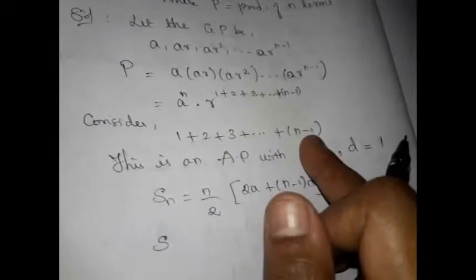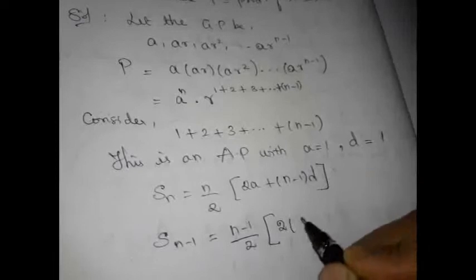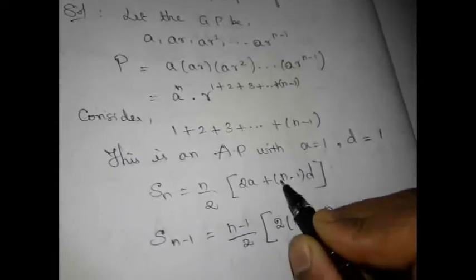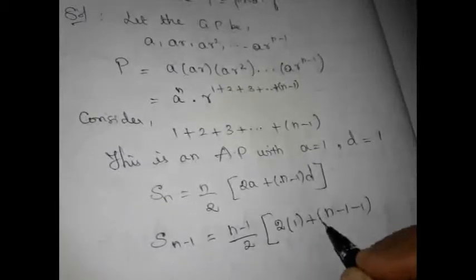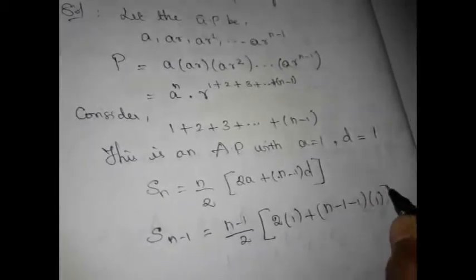Now we have how many terms? N minus 1 terms, because it starts with 1 only. So n minus 1 by 2, 2 into the first term, which is 1, plus n minus 1 times d. We have one more minus 1. D is also 1, right?